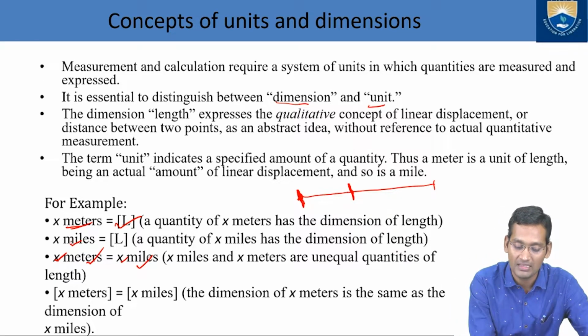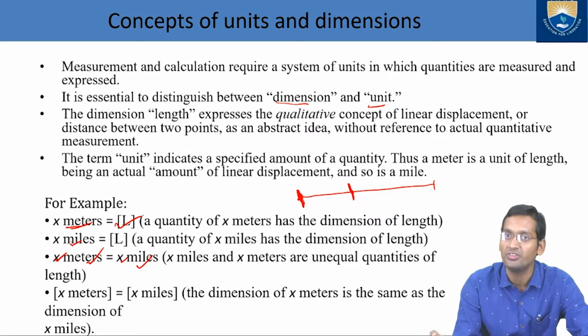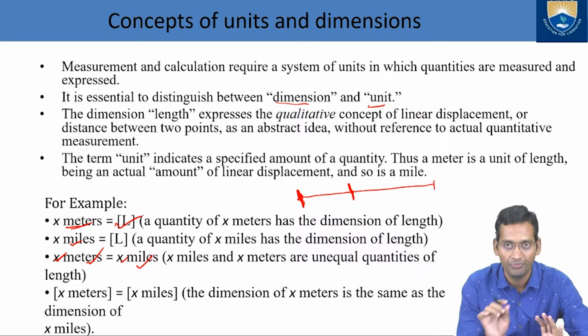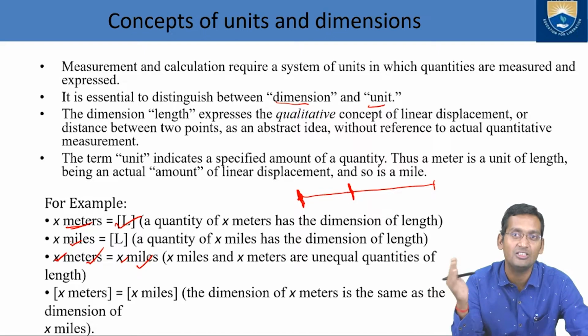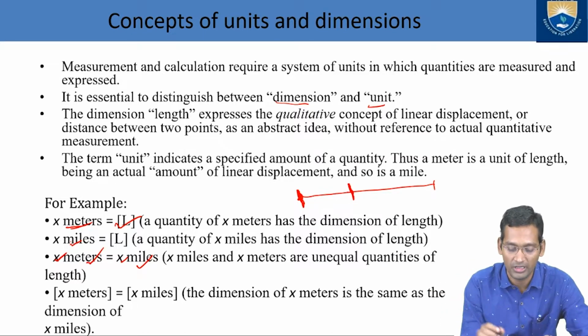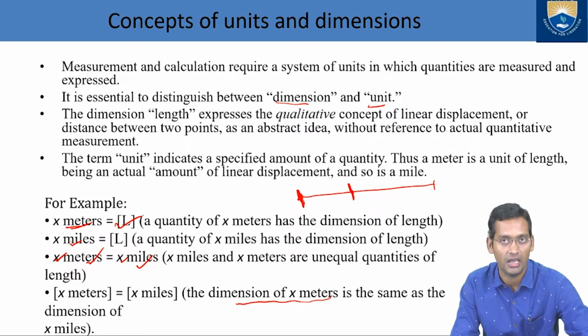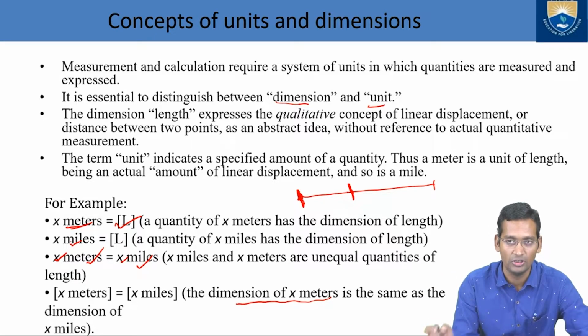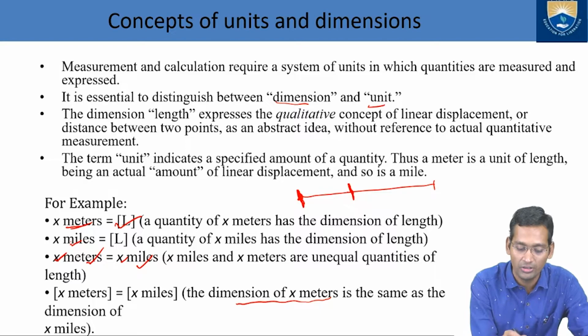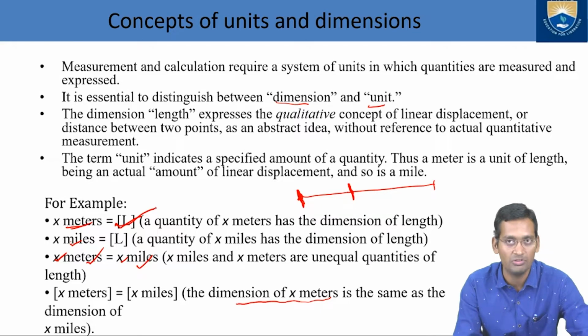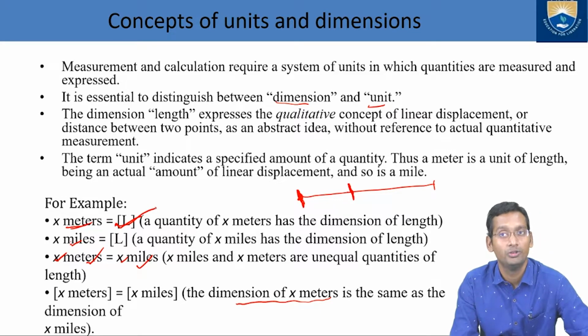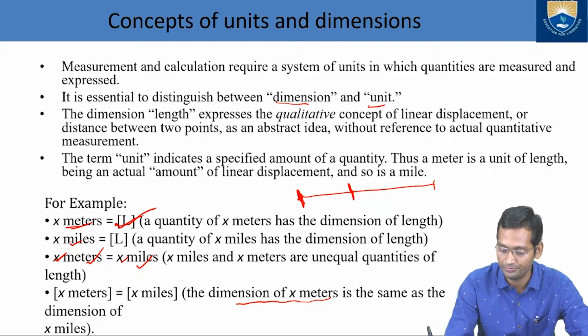The unit is miles, meters, but the dimension in both the cases will be the same. Once we convert miles into meter, that meter will be there, and hence the dimension will be the same for x meter, either in miles or this one. So the dimension still remains L only. Dimension won't get changed, but the unit will change.